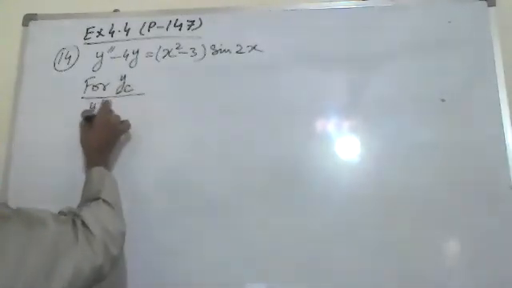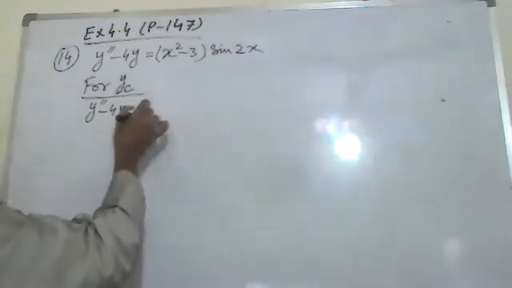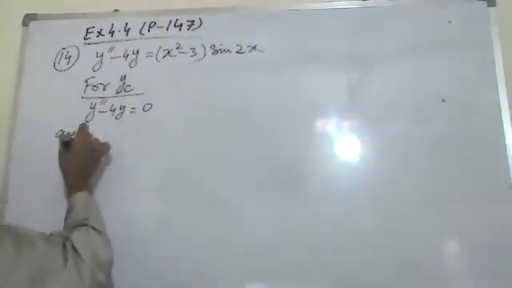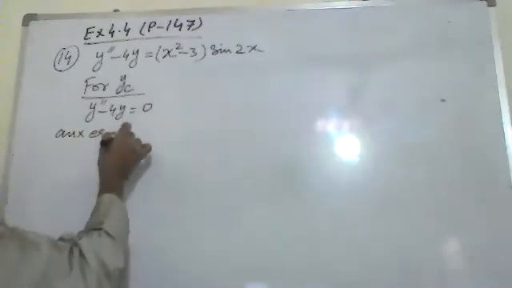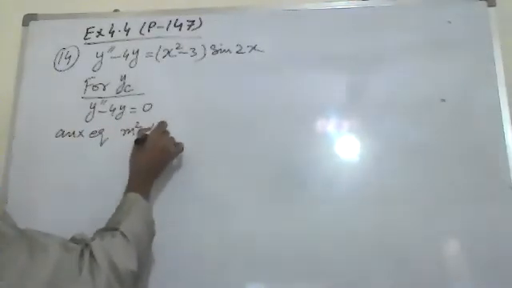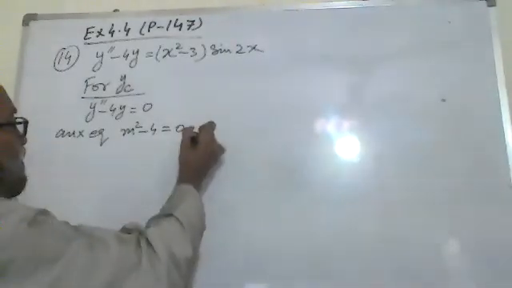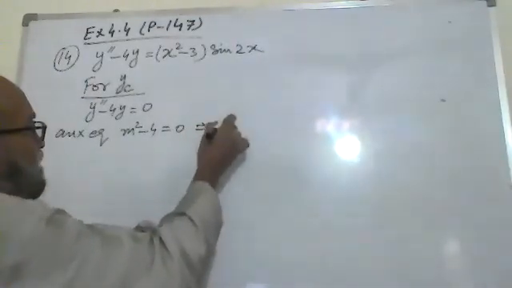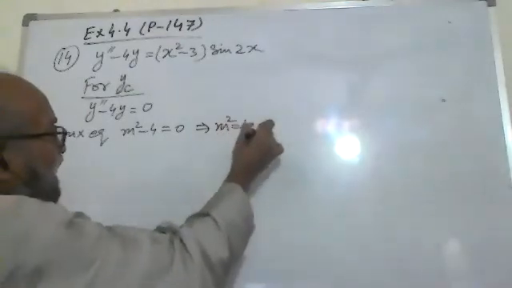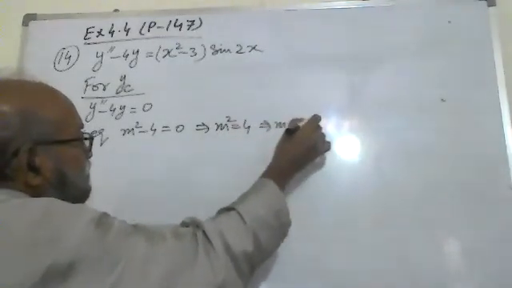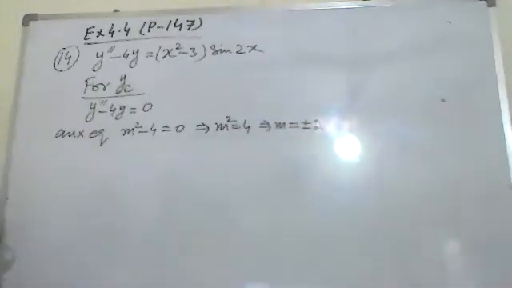y double dash minus 4y is equal to 0. Auxiliary equation: m square minus 4 equal to 0. So m square is equal to 4 and m is equal to plus minus 2. These are the two values of m.